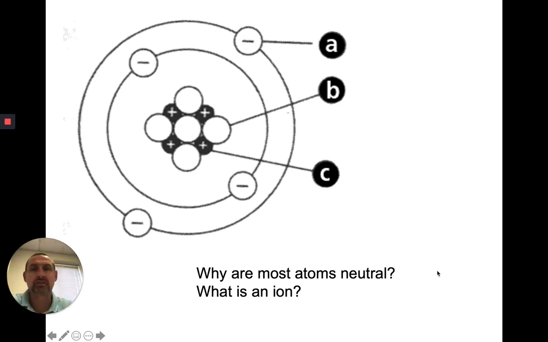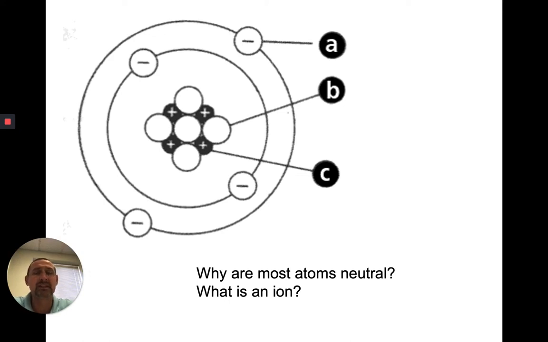Let's take a look at the structure of an atom. You'll notice on the inside of the atom is the nucleus. That's where we have the positively charged protons, they're letter C, and the no charged neutrons, they are letter B. Around the nucleus, we have electrons, they are negatively charged, A.